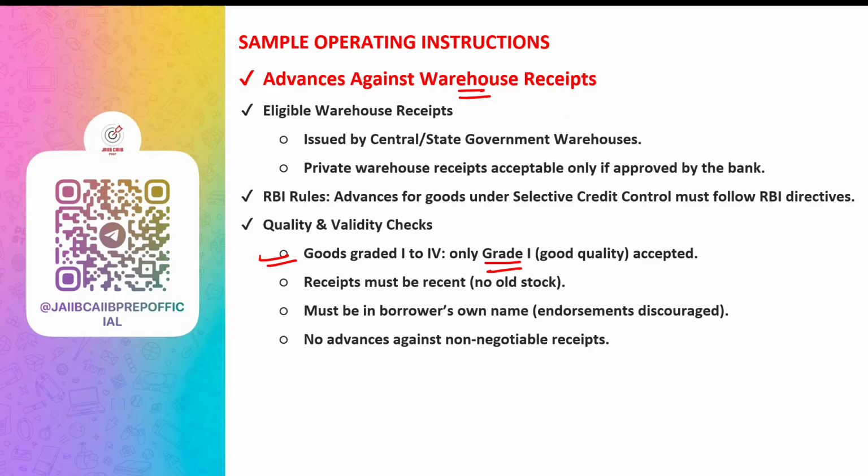Again, there are negotiable and non-negotiable warehouse receipts. So, negotiable warehouse receipts are those which can be transferred from one person to another, and non-negotiables can be transferred through a separate letter and only become valid when the warehouse is notified. So, the bank does not give loans against non-negotiable receipts because the rights are not automatically transferred, and hence no advances against non-negotiable receipts.